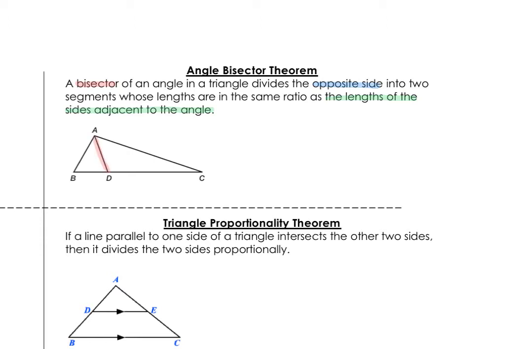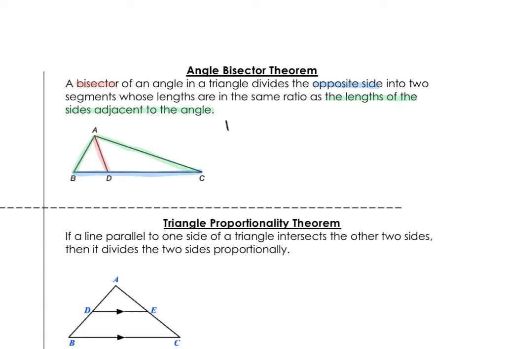AD would be my bisector. The opposite side it's dividing is this part right here. It divides it into 2 segments, so BD and DC, whose lengths are in the same ratio as the lengths of the sides adjacent to the angle. So here are the sides adjacent to the angle. Okay, so in other words, this is what it means.